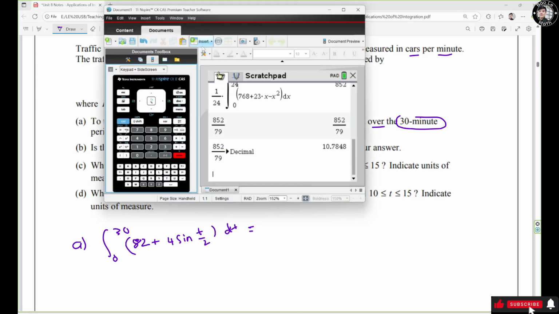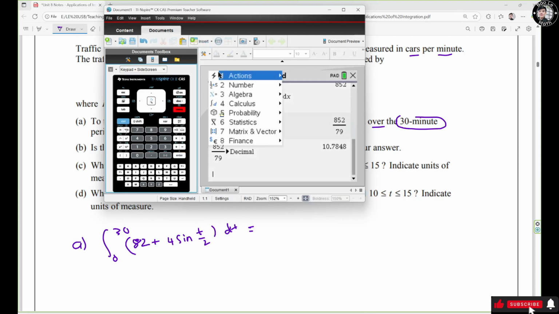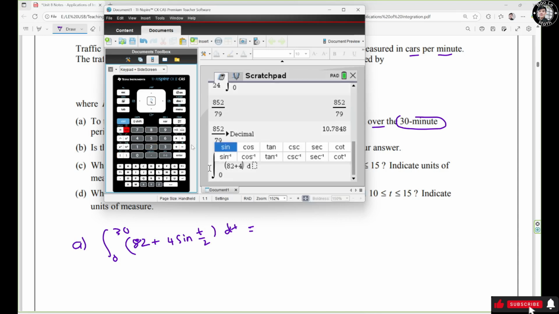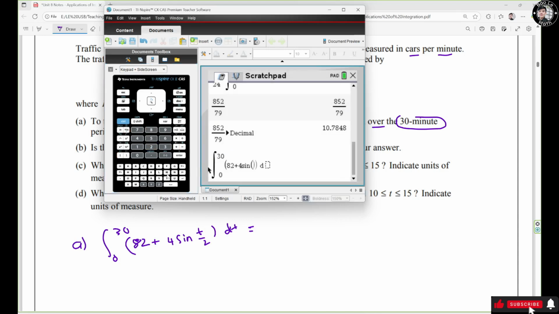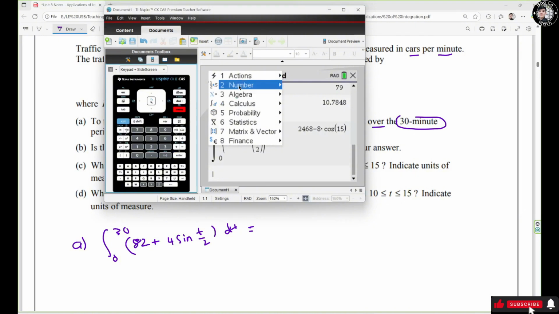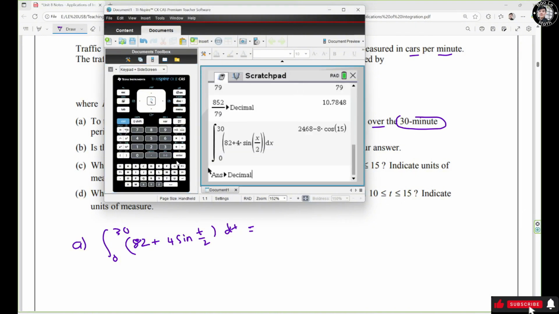Alright, now you're going to bring up the calculator. You're going to hit menu, calculus, integral from 0 to 30 of 82 plus 4 sine of t over 2, which means s over 2. Right here, you're going to put ds, hit enter. Now you need to convert this one to decimal, so hit menu, number, convert to decimal, hit enter.